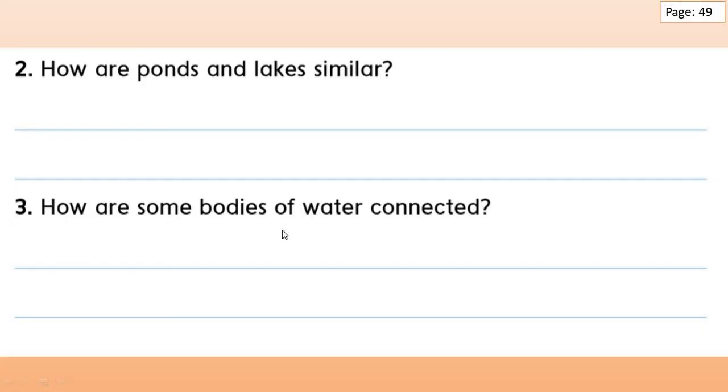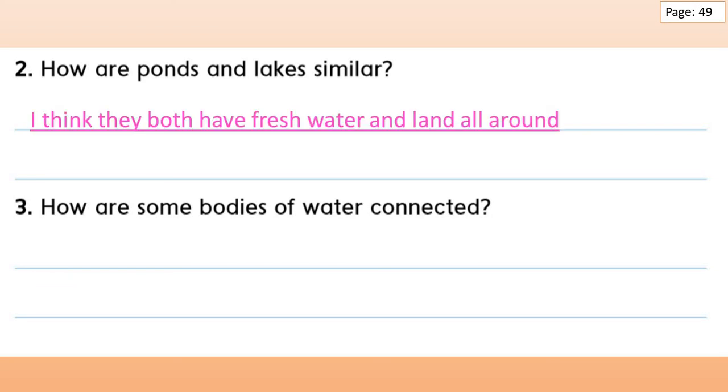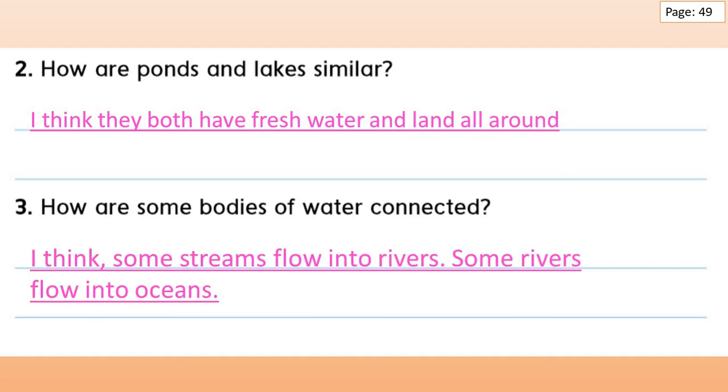Let's complete. Here we have two questions. How are ponds and lakes similar? As we said, they both have fresh water and land all around. The next question is, how are some bodies of water connected? As we said also, some streams flow into rivers, and some rivers flow into oceans. Please, grade 2, be sure to write this in your book.